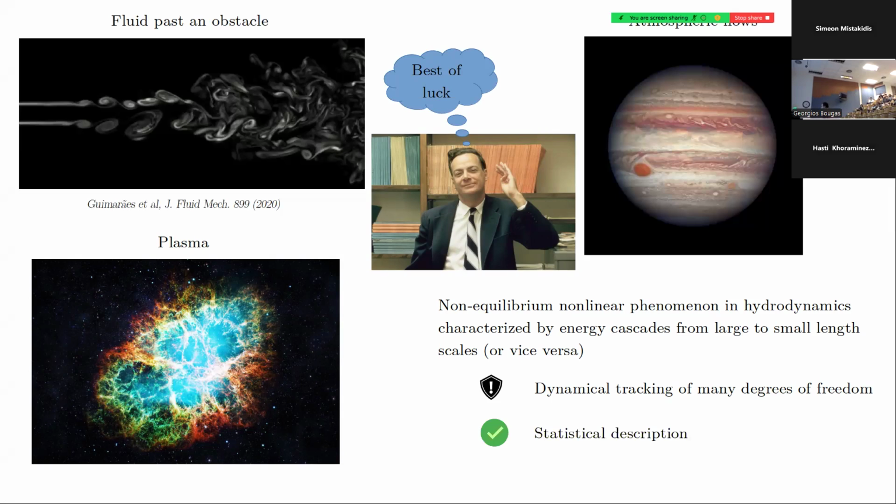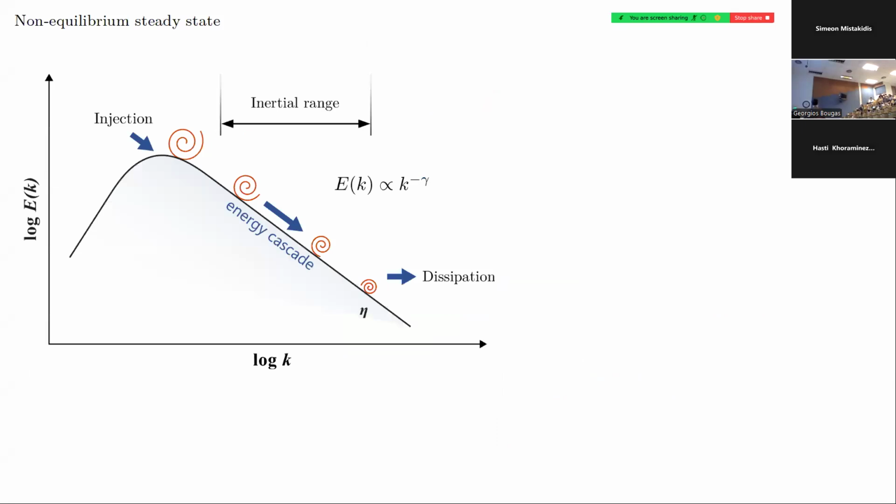However, there are some cases where you can resort to a statistical description and you can understand turbulence in some particular setups, right? I'm going to talk about one of the most significant results, which is the non-equilibrium steady state, where essentially you look at the distribution of energy in momentum space. There is an injection of energy at some large length scale, which flows all the way down to large momentum, meaning small length scales.